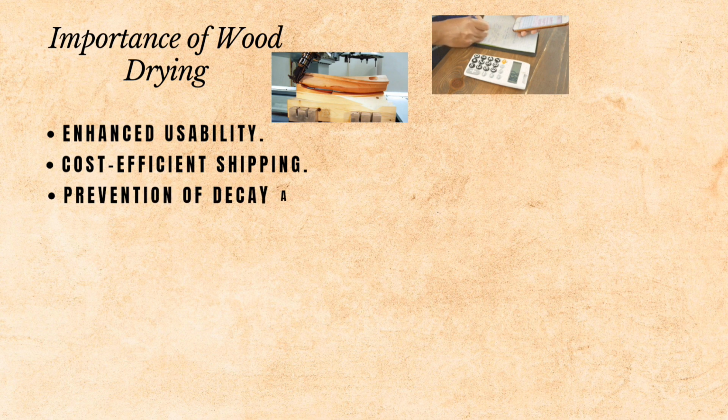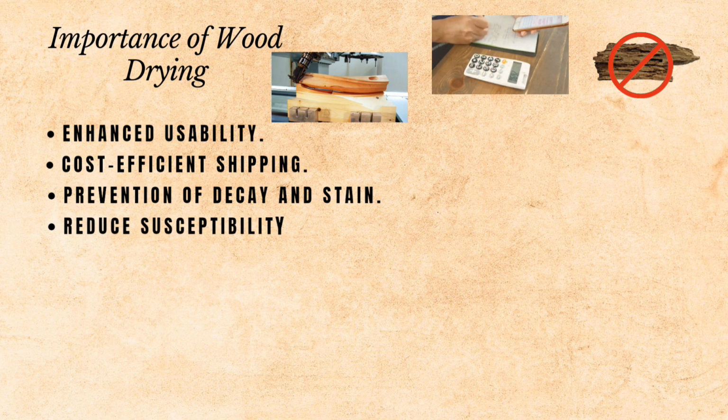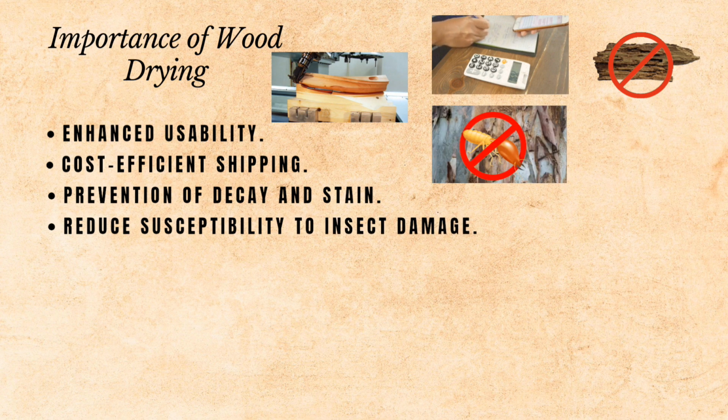Thirdly, it is prevention of decay and stain. Drying would minimize the likelihood of stain, decay and damage caused by insects, safeguarding its quality during transit, storage and use. Next is reduced susceptibility to insects. Dry wood is less susceptible to insect damage, preserving its structural integrity and longevity.